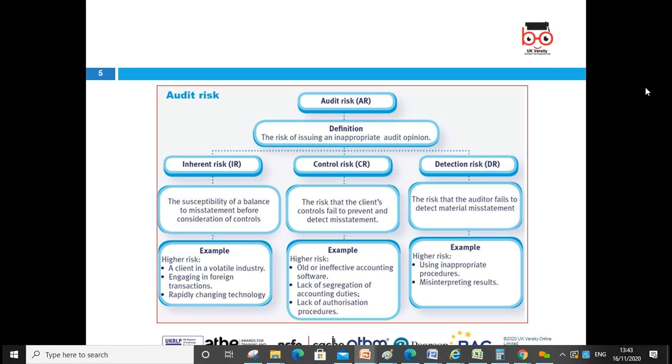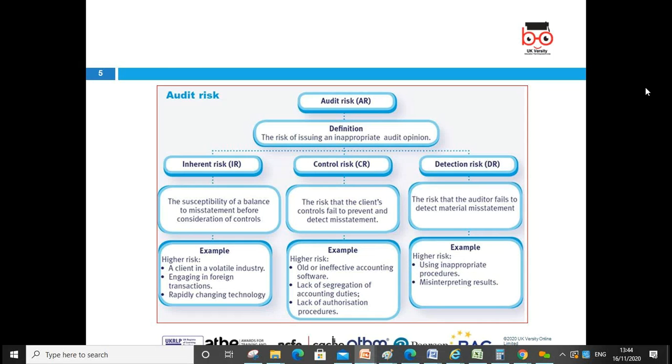Control risk is the risk that the client's controls fail to prevent a misstatement. Take a client dealing with cash: paying salaries with cash, making purchases with cash. What are the risks involved there? If they do it through banks, it is less risk. If they do it through cash, there is more risk involved. So we need to make sure controls are in place so that risk can be detected and fraud can be prevented.